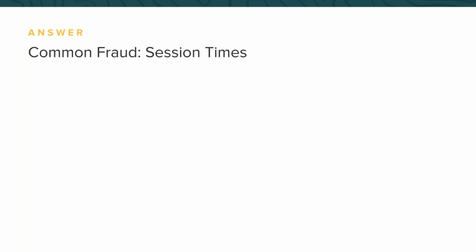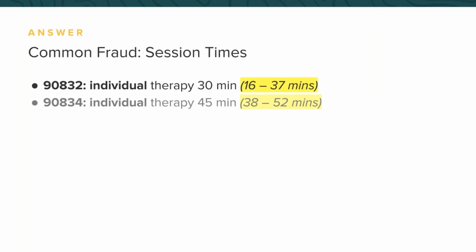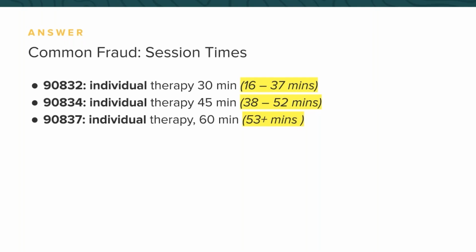So let's look at those session times a little bit more. Here are the ones that get us into the most trouble: the 90832, the 90834, and the 90837. These are the time ranges in yellow. I highlighted them for you. You need to be super aware of these time ranges so that when somebody is a little bit late or you're late, you might need to downcode to the next lower one to be accurate, to not be fraudulent in your records and in your billing.